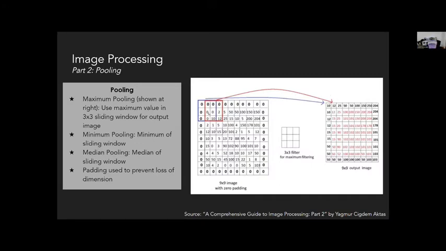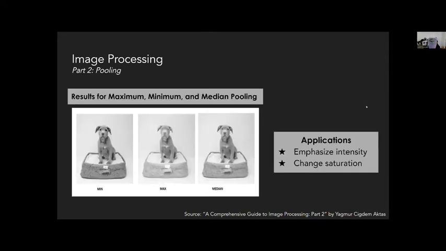There's also a thing called padding, which is used to prevent the loss of dimensions. As you can see on the image, there are a bunch of zeros on the outside of the image. These are called zero padding. Here are the results of maximum pooling, minimum pooling, and median pooling. We can use these poolings to emphasize intensity or even change the saturation of an image.